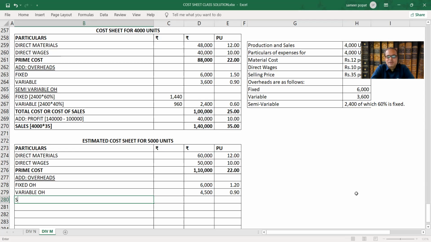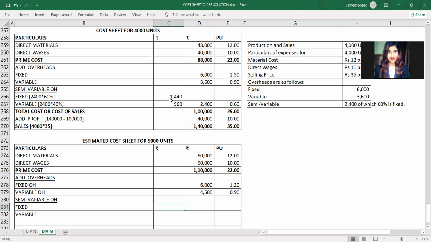Now, the last one is semi-variable overhead. Now, this comprises of fixed and variable element. Okay, now just think for this fixed overhead first. Will this 1440 be constant, or if we find per unit, that would be constant? 1440. Total amount would remain constant. In case of fixed cost, total amount remains constant, but per rate changes. So this 1440 would remain fixed.